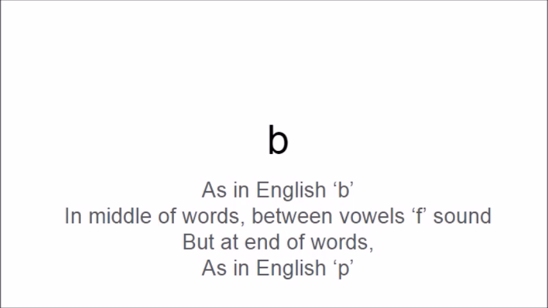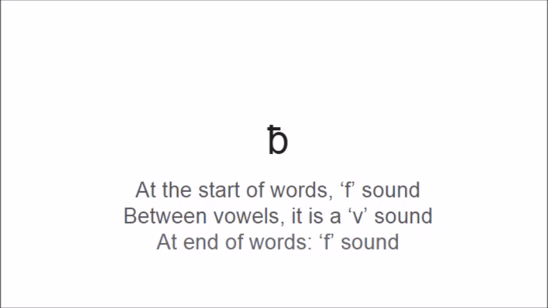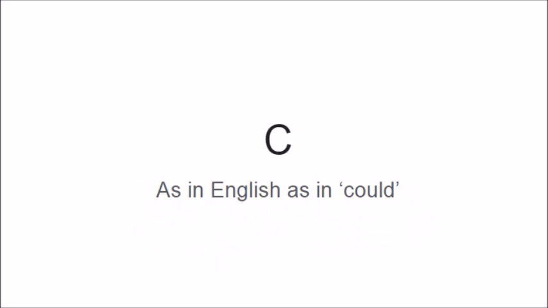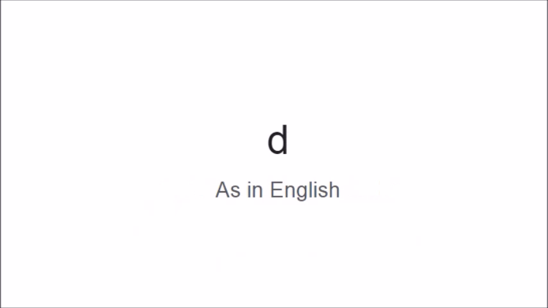So it's P. B with a stroke at the start of words is an F sound. Between vowels, it is a V sound, as in English V. At the end of words, it is an F sound. Moving on. C as in English could, so a K sound. D as in English D.